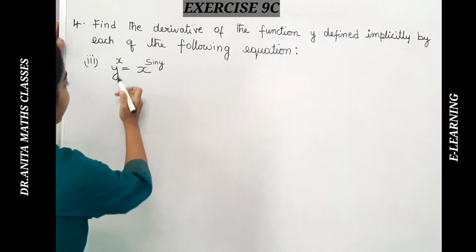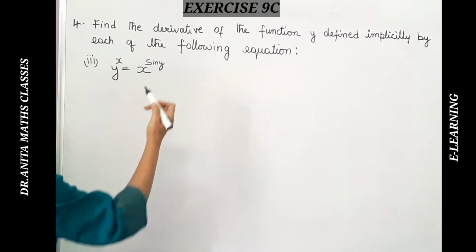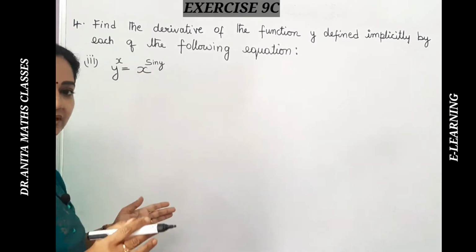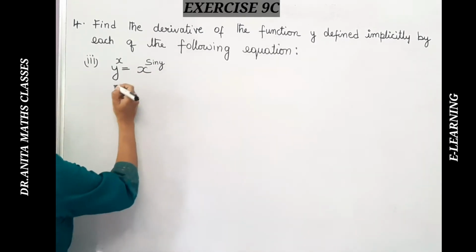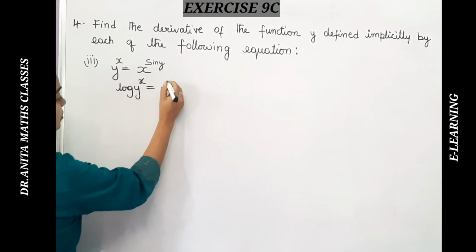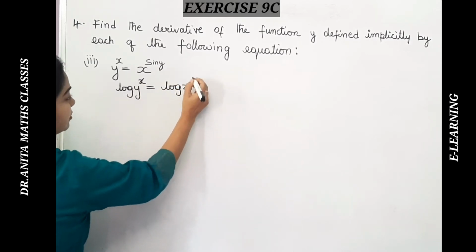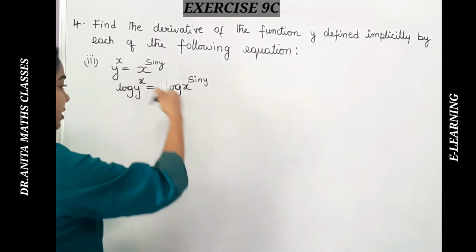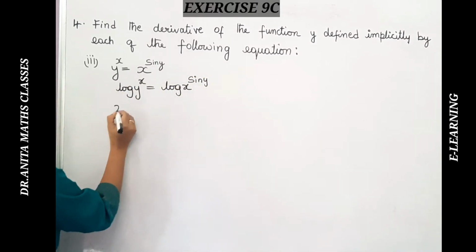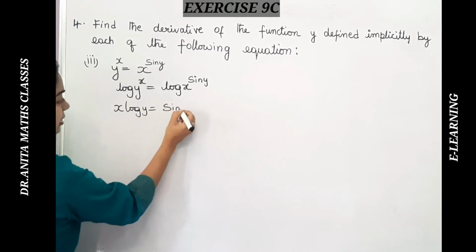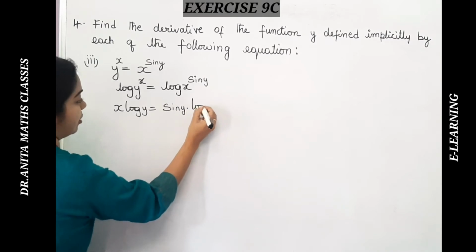The third one: y raised to the power of x equals x raised to the power of sine y. Here again we have some exponents, so when exponents are involved, we have to go for the logarithms. Applying log both sides, log y raised to the power of x is equal to log x raised to the power of sine y. When powers are there in logarithms, we can bring them to the front. So x log y equals sine y multiplied by log x.